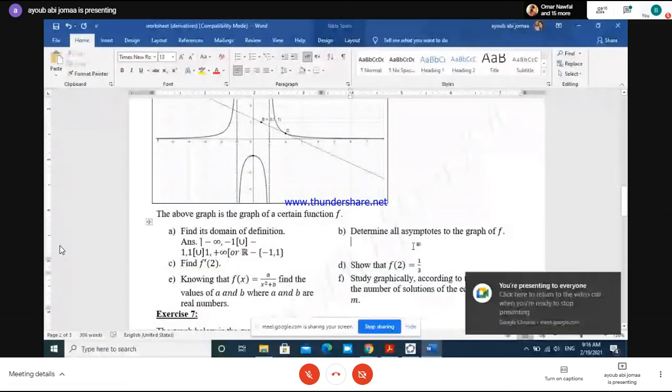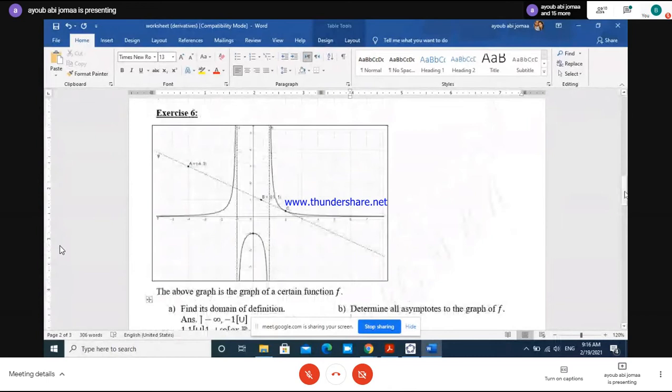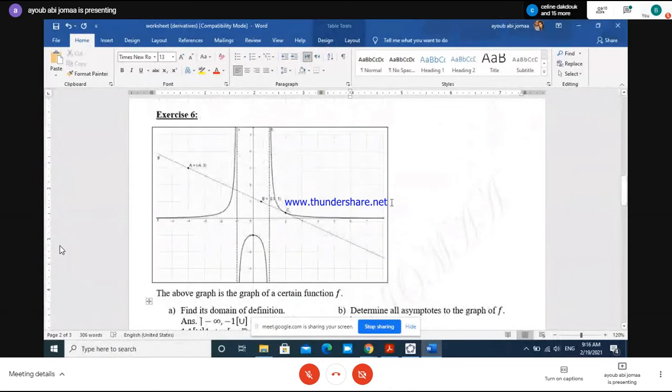The second one, part B: determine all asymptotes to the graph of f. All asymptotes. That means all horizontal, vertical or oblique. The horizontal asymptotes, the vertical asymptotes, oblique asymptote, in case we have. What are the asymptotes in this graph?